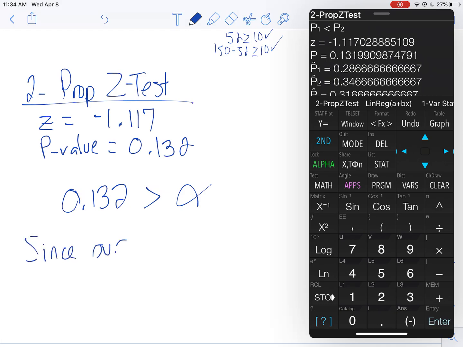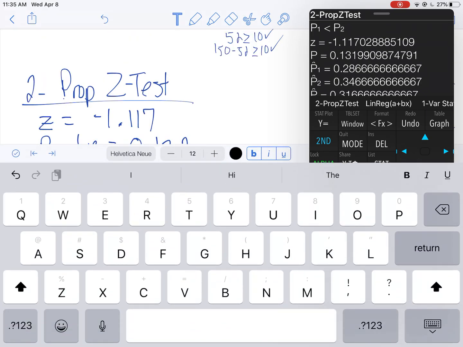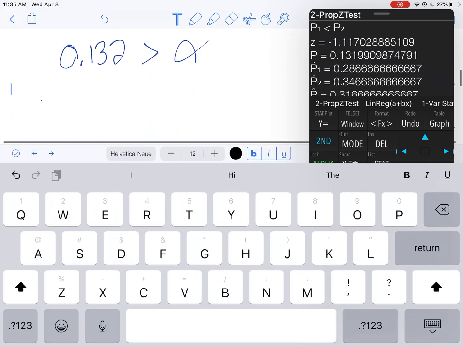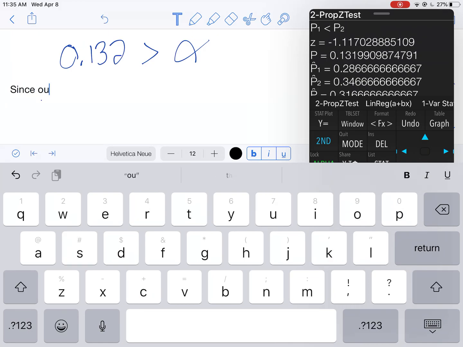So I can say, since our p-value, excuse this, I have to use a bad stylus here. My other one makes a lot of noise when I'm making a video. Oh, gosh. I'm just going to type it up down here. I thought I'd have better luck.